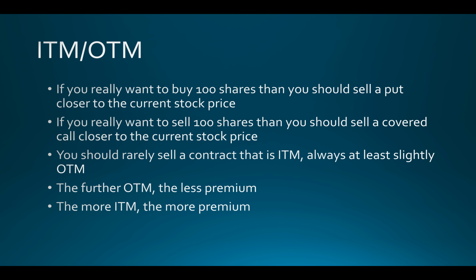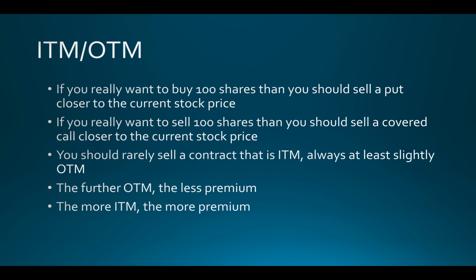So just going over in the money and out of the money again. If you really want to buy 100 shares, then you should sell a put closer to the current stock price. So it should be closer to in the money. And if you really want to sell 100 shares, similarly, you should sell a covered call that is closer to the current stock price. So it's closer to in the money. And you should rarely sell a contract that is in the money. You should always be at least slightly out of the money.